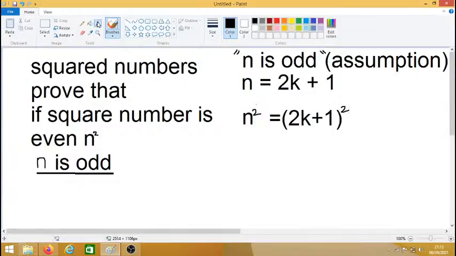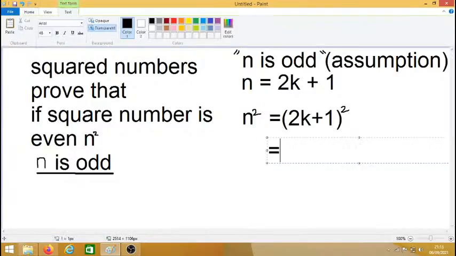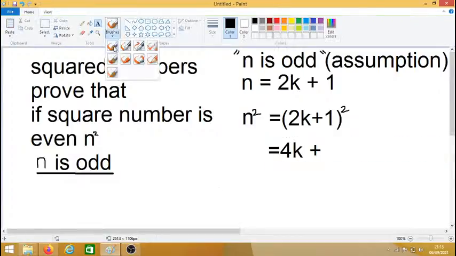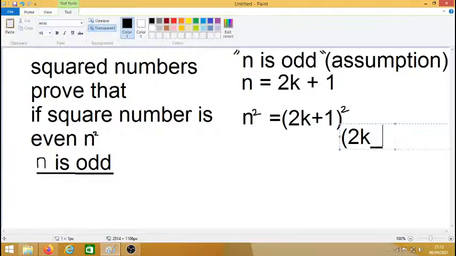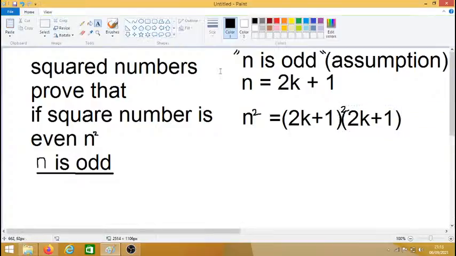If I expand that out, then I get 4k squared plus 2k plus 2k. Maybe just because it's the first lesson and maybe your maths is a bit rusty, let me just do that slowly. So we're doing 2k plus 1 squared. Squared means the bracket comes twice, so I can write 2k plus 1 times 2k plus 1. That's what the squared really means. I can get rid of the squared now.